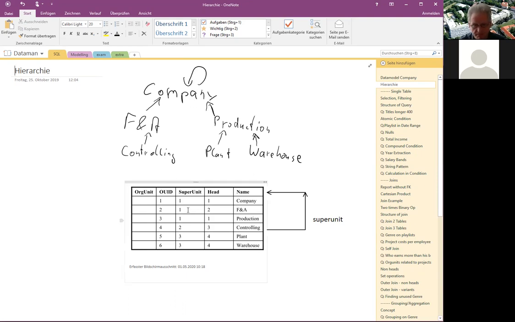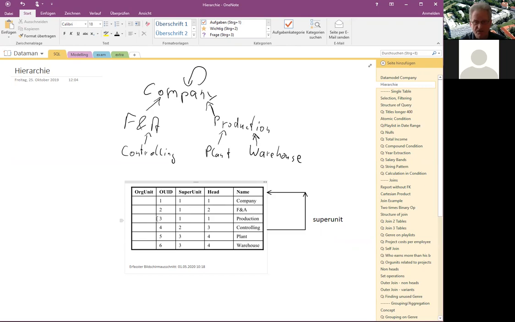So let's take org unit number 2 here. You see that the OUID is the primary key. It has the primary key number 2, and that's finance and accounting. And you see finance and accounting also has as a subunit the number 1. And you know number 1 is company. So finance and accounting is directly below company.